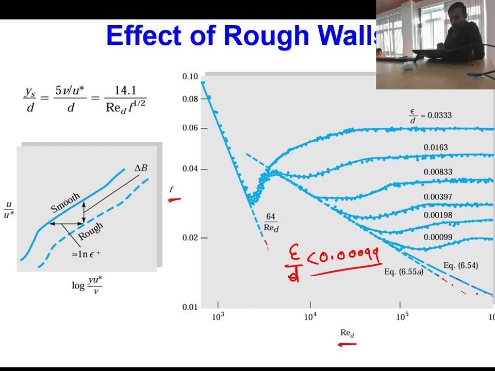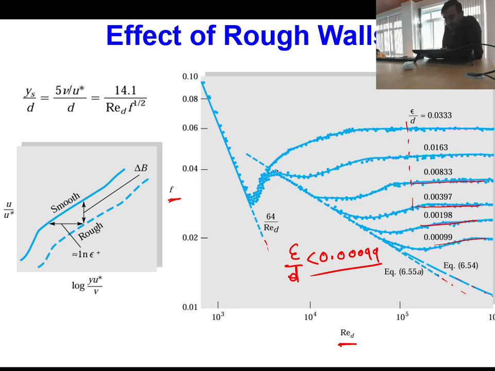Moreover, for roughness greater than 0.0099, up to any value, you will find that at very high Reynolds number the values of friction factor almost saturate and become independent of the Reynolds number. Is this one clear? At high Reynolds number, what is happening? These effects are saturating and becoming independent of the Reynolds number.